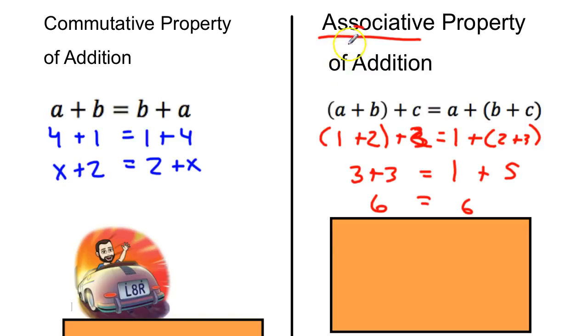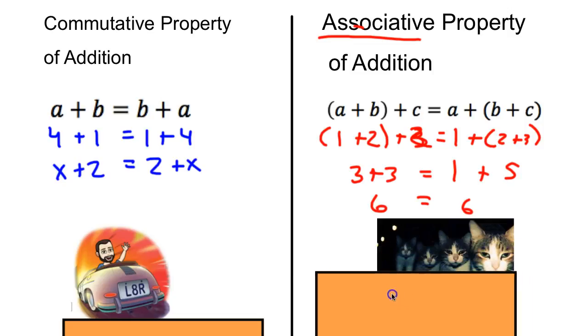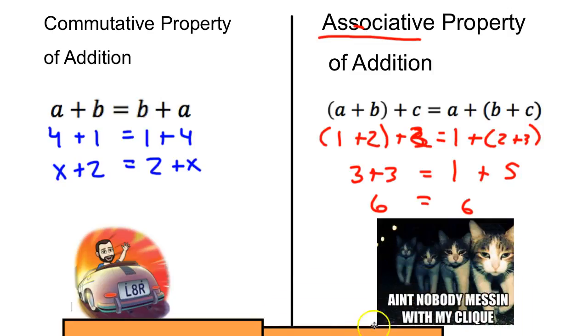And the way I like to think about the associative property is about who you associate with. What group do you belong to? Who is your clique? Right? So this is my clique. Nobody's messing with them. This is the group that I associate with. So the associative property talks about you can group different numbers in an addition problem and you'll get the same answer.